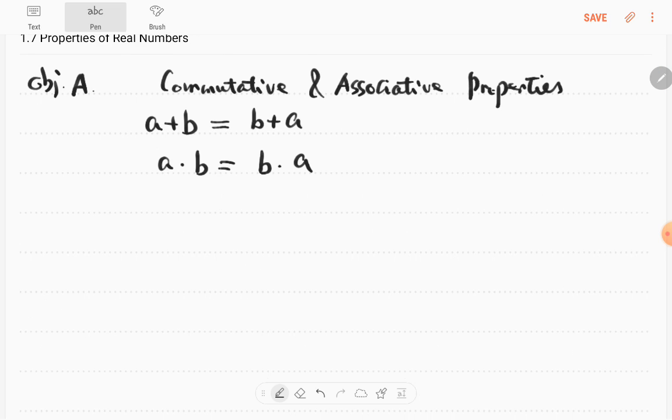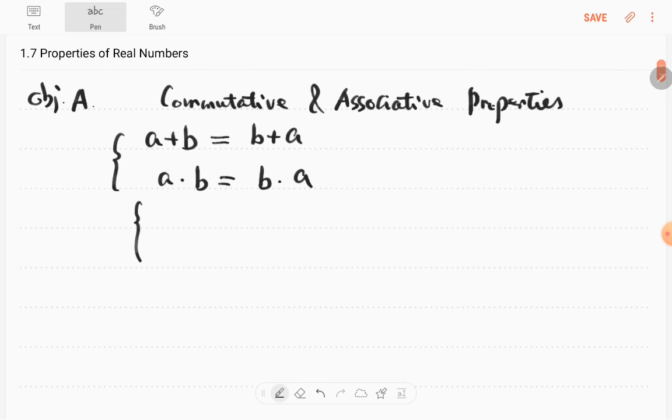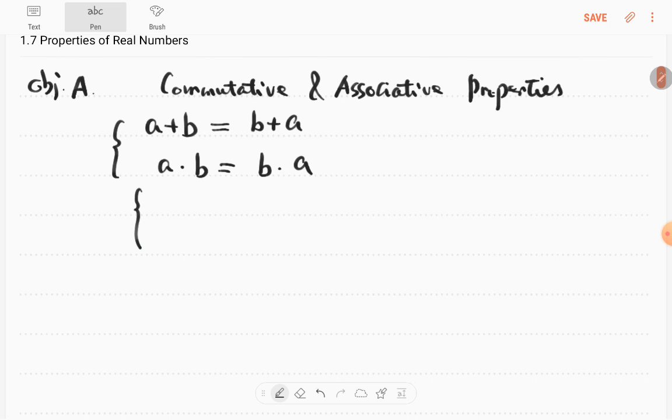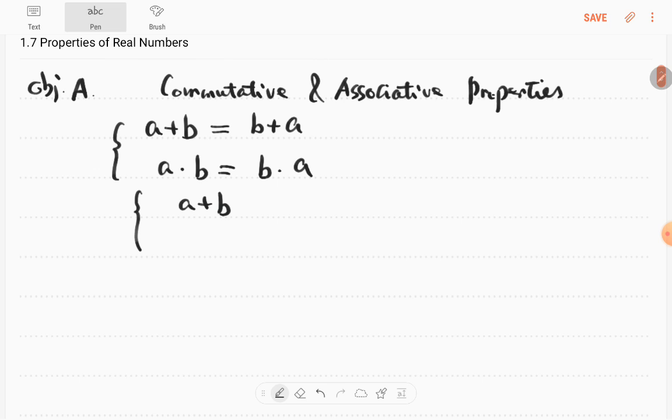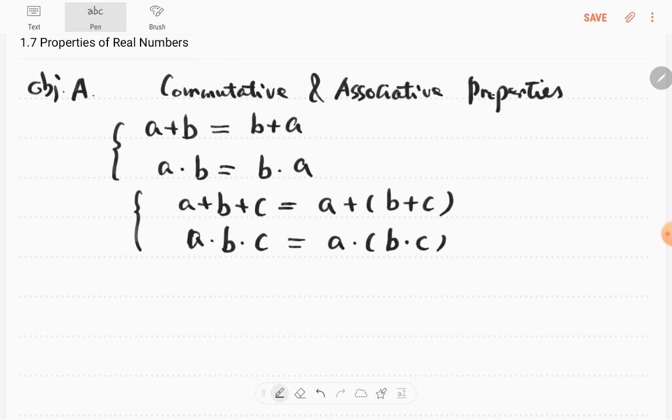And for the associative property, both addition and multiplication have this rule. For addition, a plus b plus c equals a plus b plus c, like that. We can do the b plus c first, then do the remaining part. The same thing for a times b times c. We can change the order to do the b times c first, then do the remaining part.